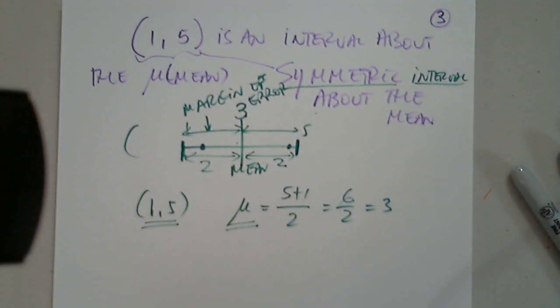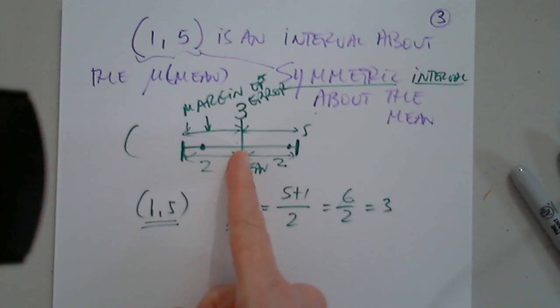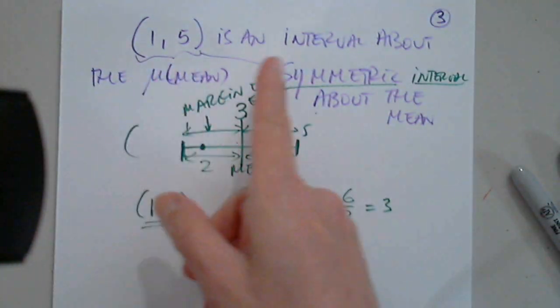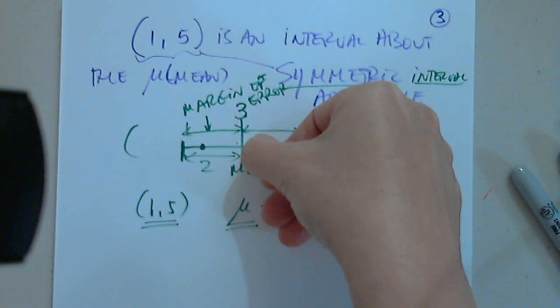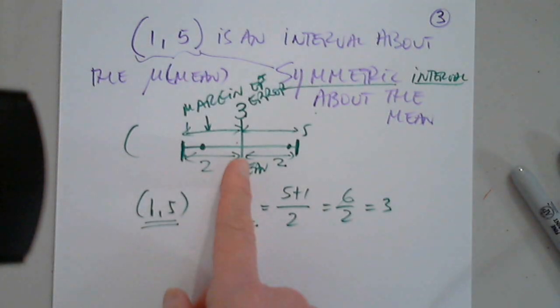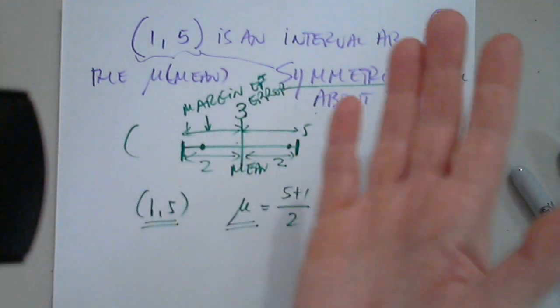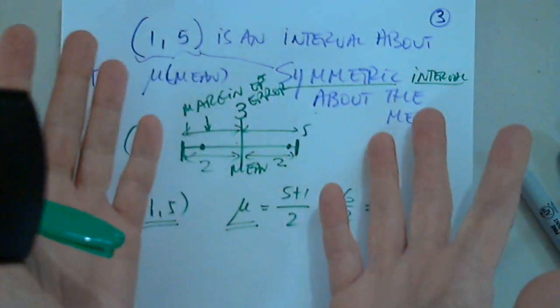Because we are going to encounter problems, they are going to try to trick us with this. So one more time, if I'm given the interval to determine the middle, if I'm told that it is an interval about the mean, it means that the mean is right in the middle. What do I do? 1 plus 5, add, divide by 2. If I'm asked to find the margin of error, it doesn't matter how I find it. 3 minus 1 or 5 minus 3. Same thing.